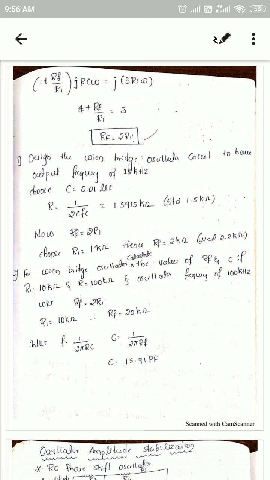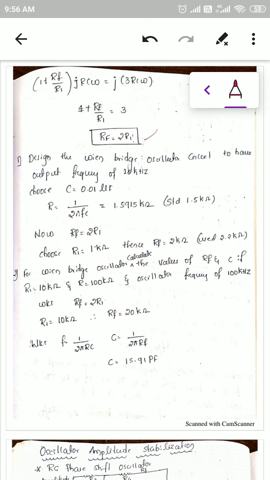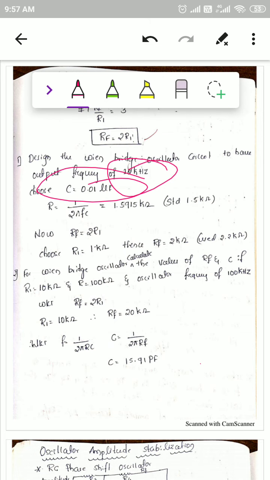The first problem is to design a Wien bridge oscillator circuit to have an output frequency of 10 kilohertz. Using that frequency, you have to design the Wien bridge oscillatory circuit. As I said in many videos, if the capacitance value is not given in the circuit, you have to choose the smallest value of capacitance. So let us take 0.01 microfarad in this case. 0.01 microfarad is the assumed capacitance.